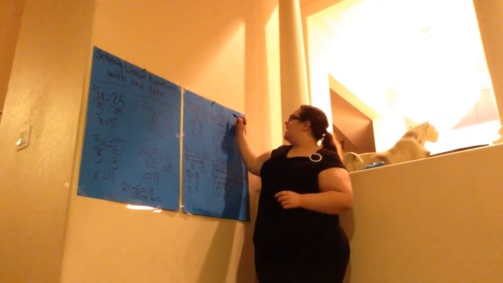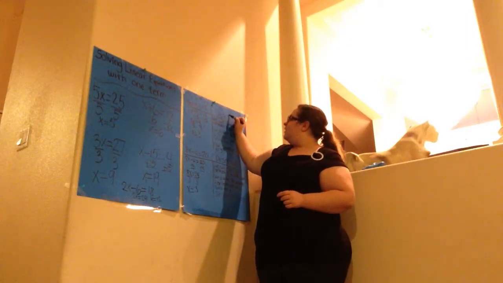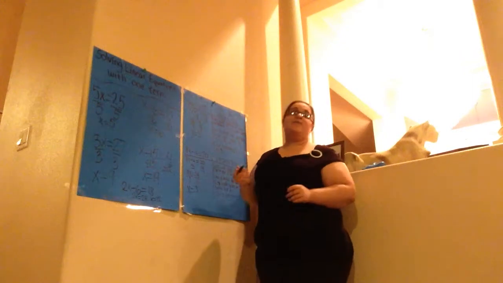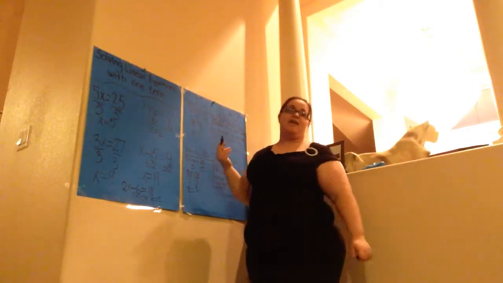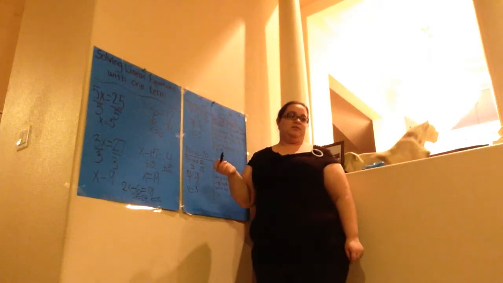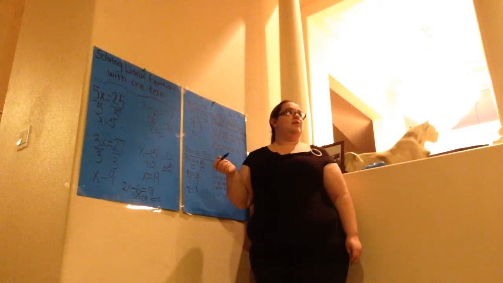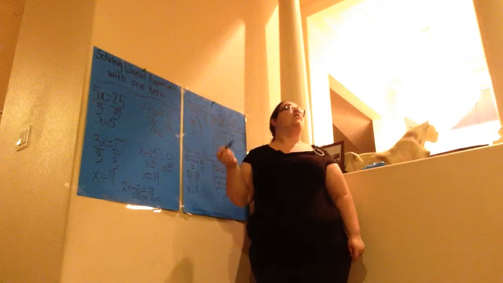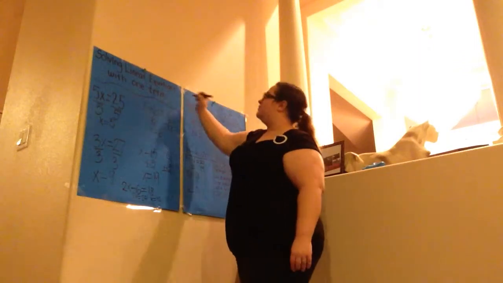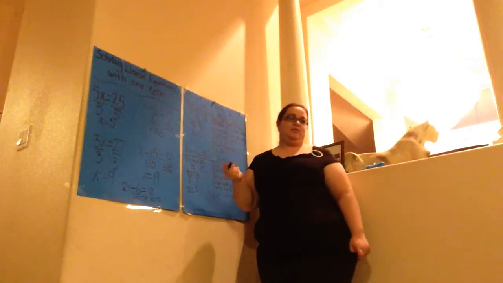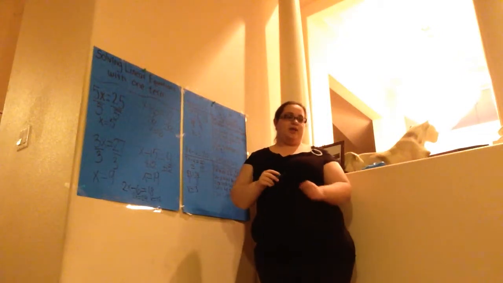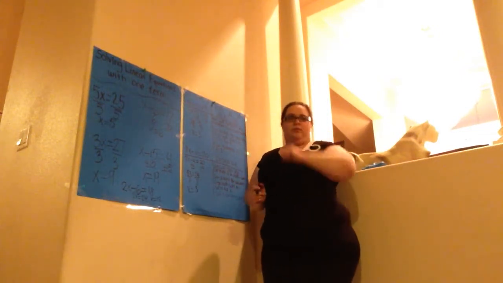So a variable always has a number and a letter. Even if x is by itself, technically, what is that number in front of x? David? 1, very good. Even if x is by itself, it still is technically 1x. Okay? Ashley? What if one of the numbers was a negative?